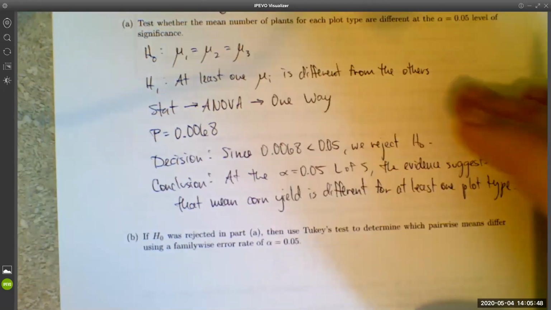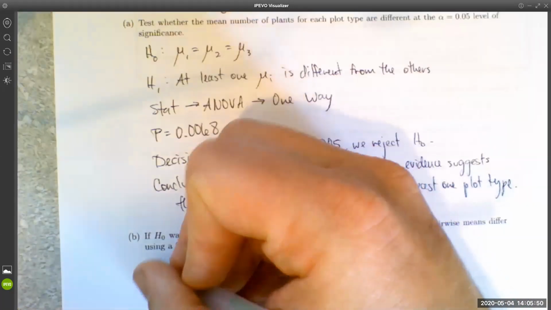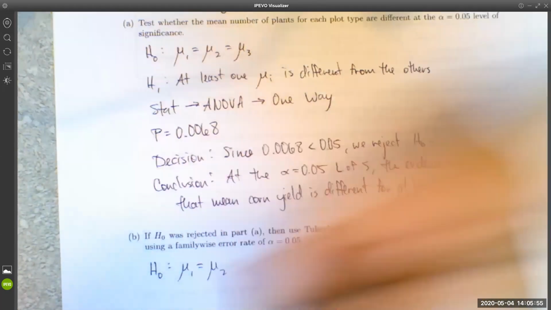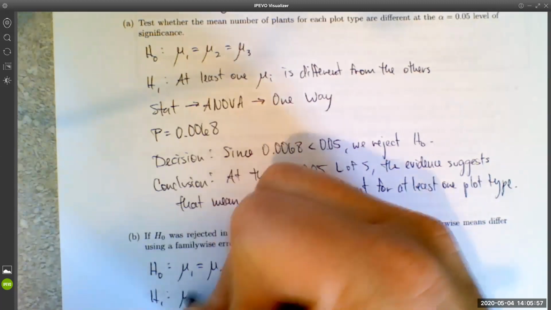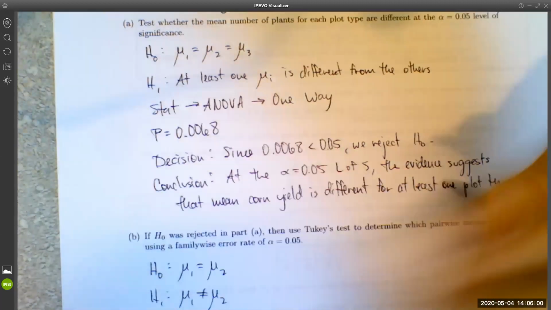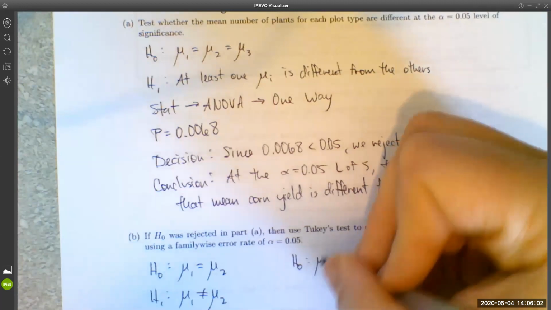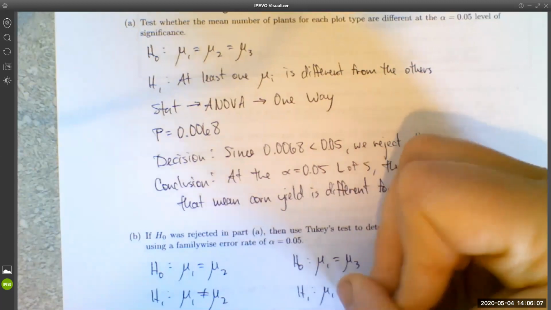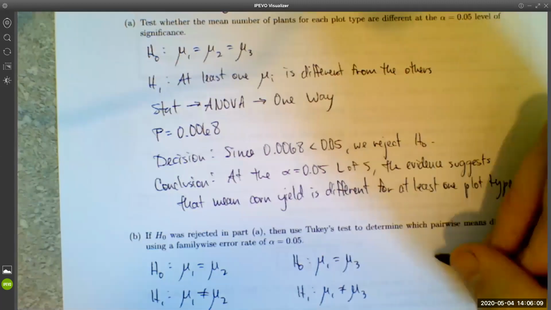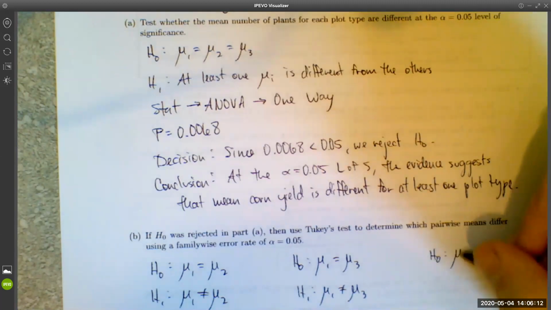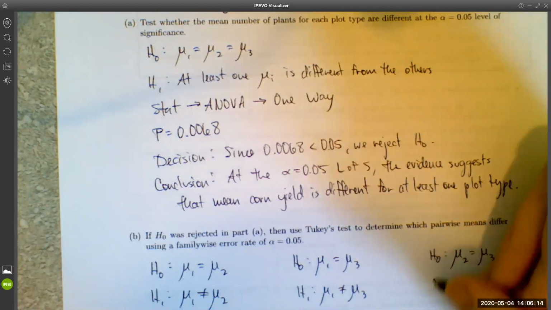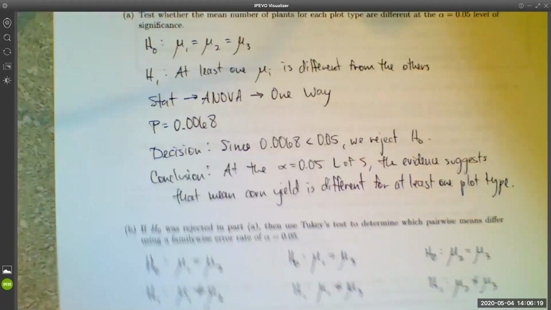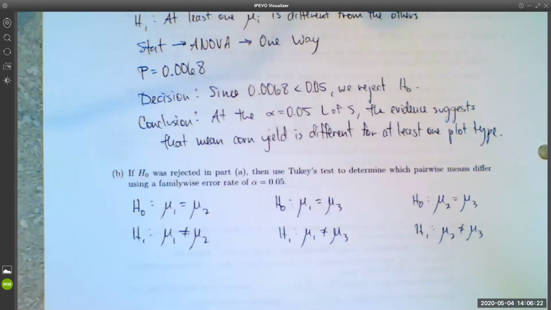So we want to compare all of the different means. One of the tests that we're going to run is mu1 against mu2. Another comparison we want to make is mu1 to mu3. And then the last test we want to do is compare mu2 to mu3. Okay, so those are the three tests that we want to run to make our pairwise comparisons.